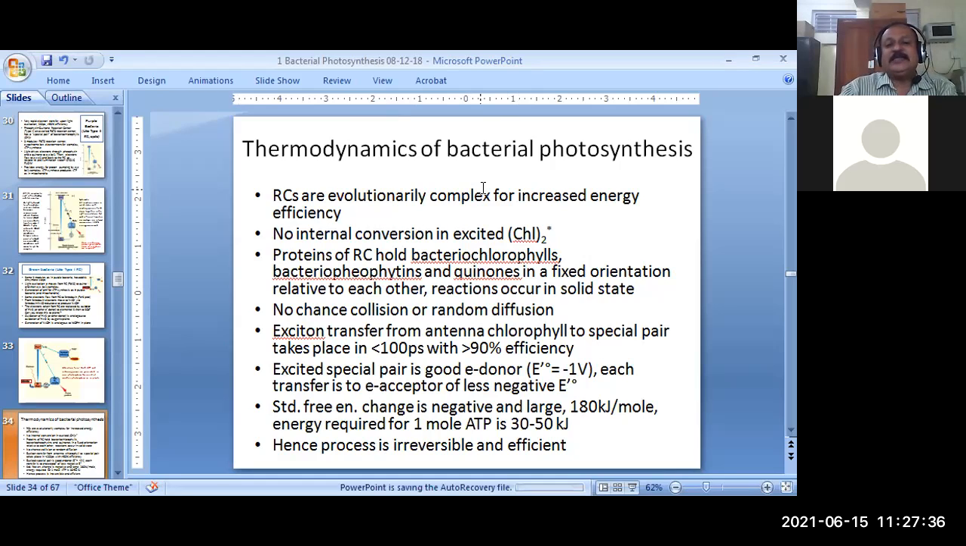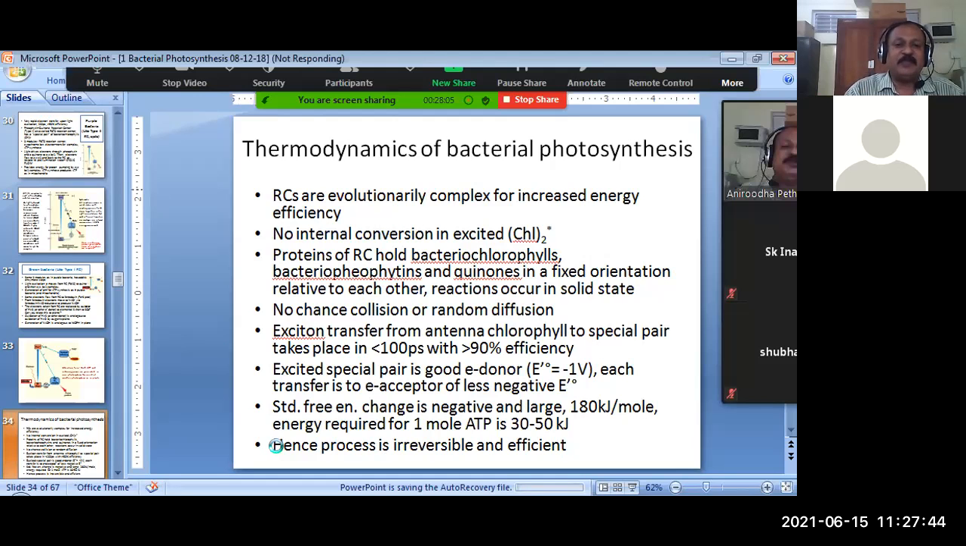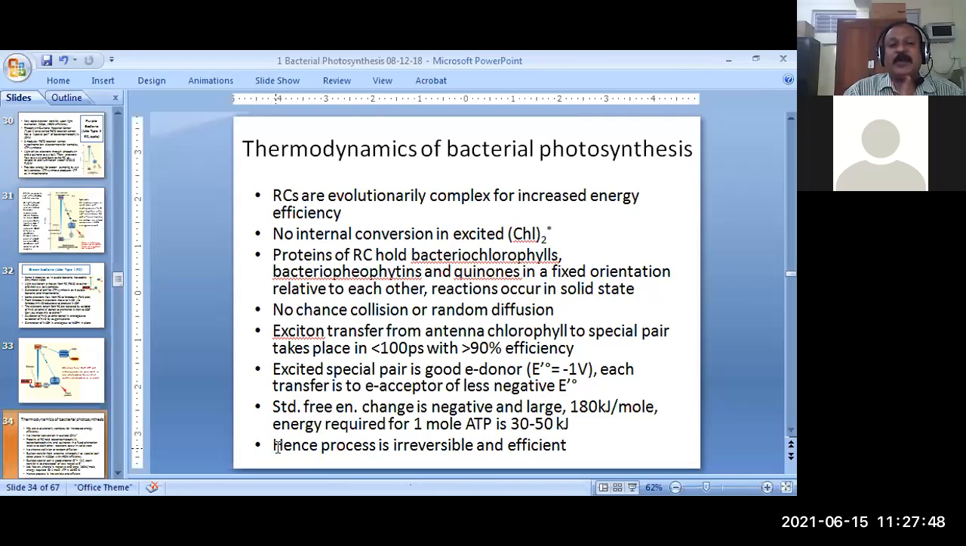Of course, there is an exception to this rule, and that exception you will find when you attempt that assignment which I had given you, about how reducing power is generated in the purple bacteria. There, in that particular case, you will find that there is something irreversible which is taking place. I'm just giving you a hint, a clue for that assignment, and I hope that you will be able to finish off that assignment very soon.